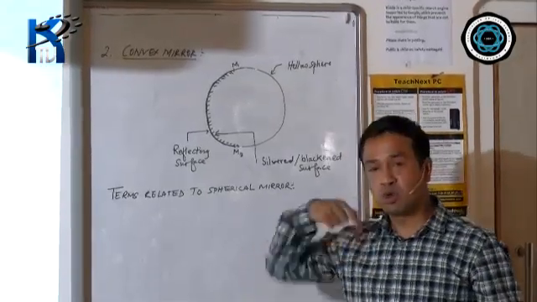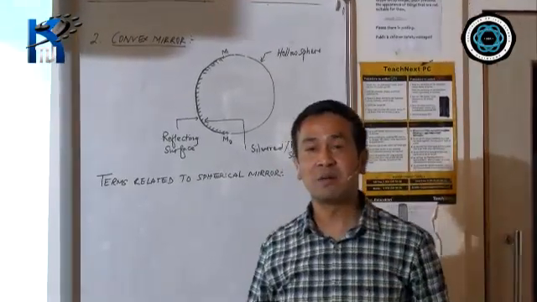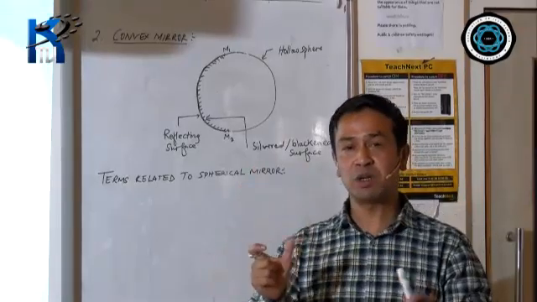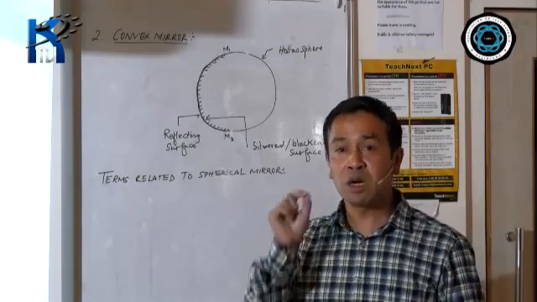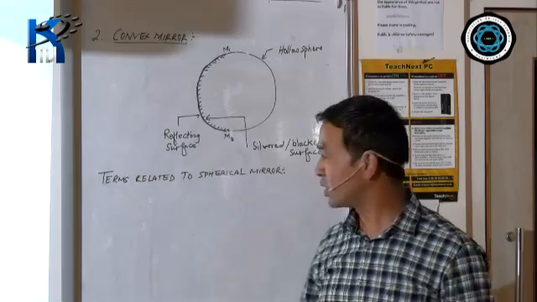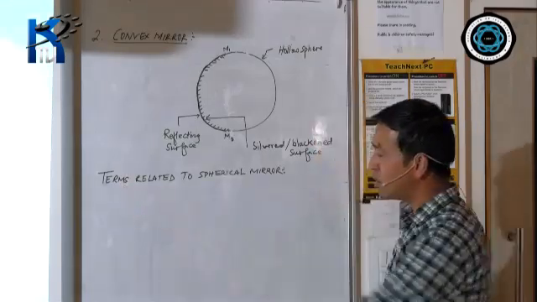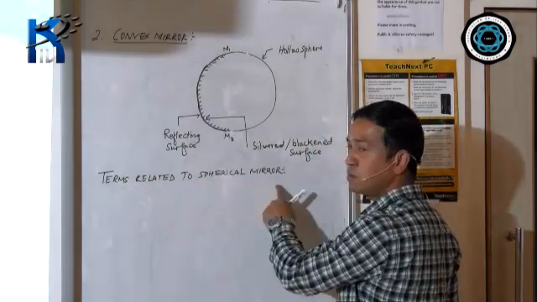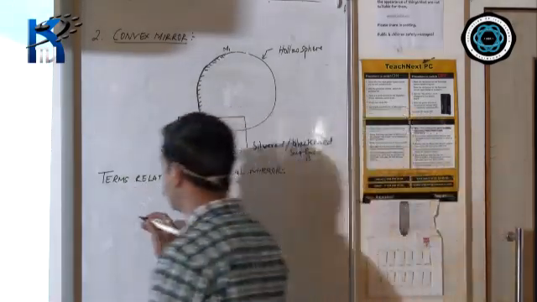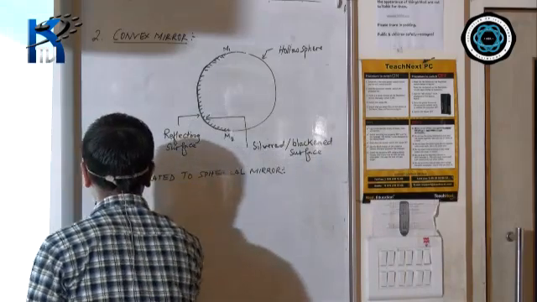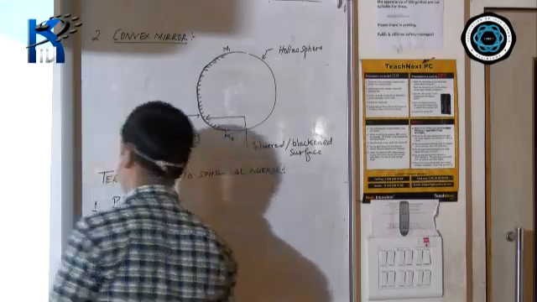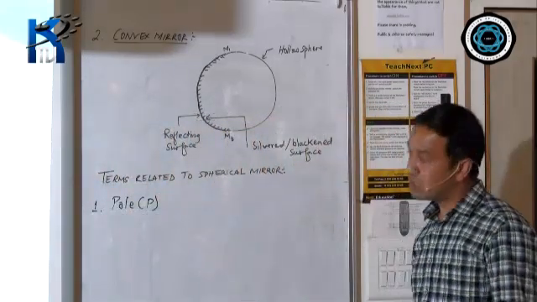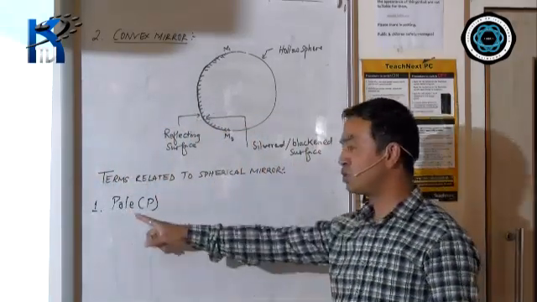But before we go to the formation of images by this mirror, either convex or concave, it is very important for everyone to know about the terms related to the spherical mirror. So we go to the next part, that is called terms related to the spherical mirror. One of the first terms we are going to learn in convex or concave mirrors is the pole.